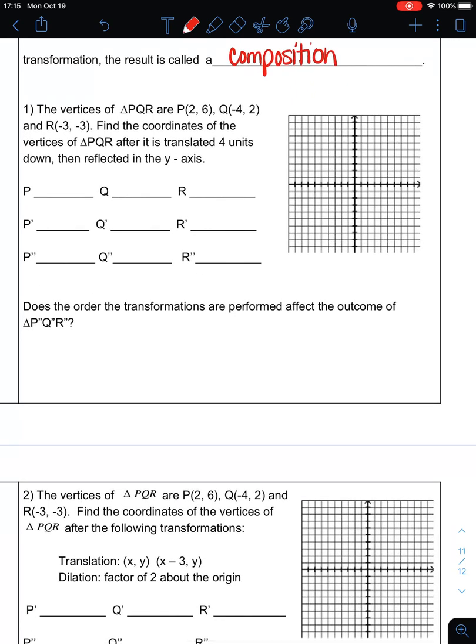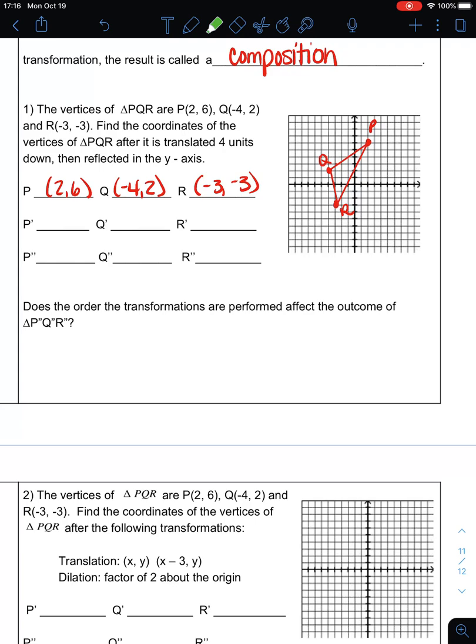So let's look. The vertices of PQR are P at 2, 6, Q at -4, 2, and R at -3, 3. I'm going to graph this first one, but we don't have to graph. I just want you to see what it's going to look like. Okay, so this is my original shape that I want to make these changes to, and I'm going to do multiple changes. Sometimes we'll ask you to break it into pieces, and sometimes we won't.